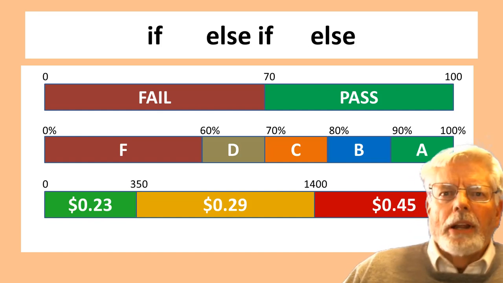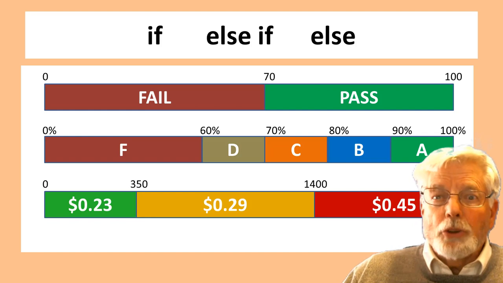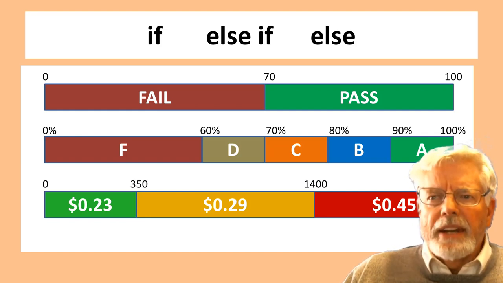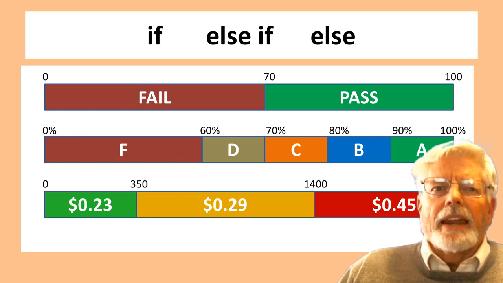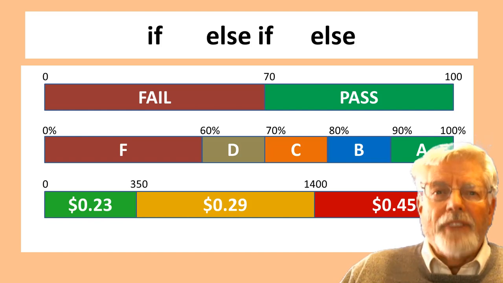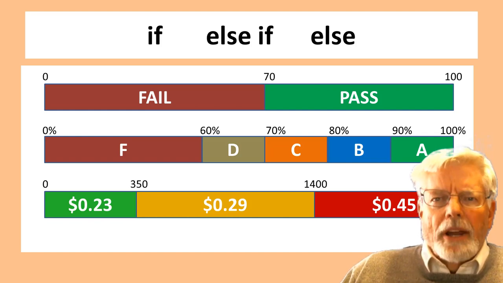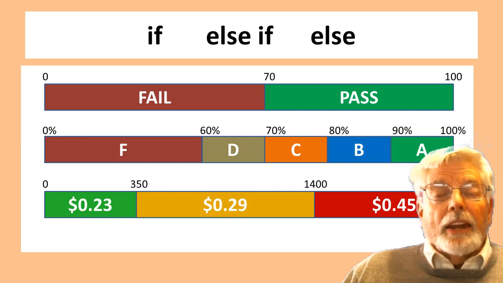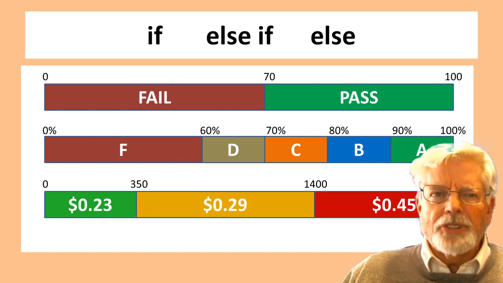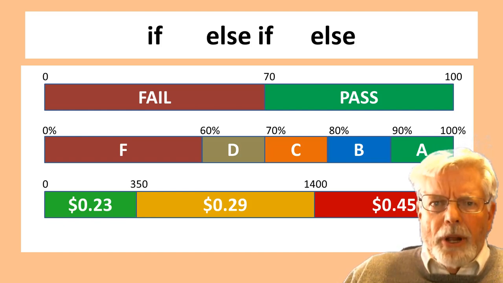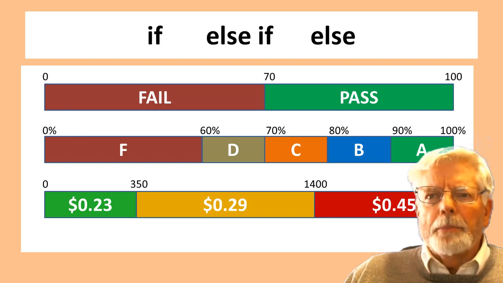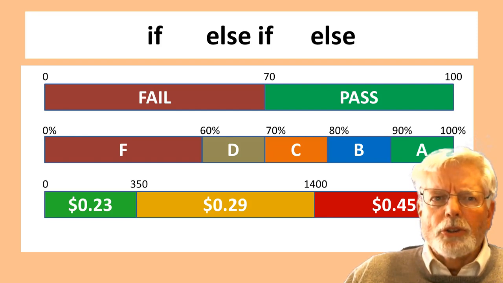For example, in one exercise, a test score of 70 or greater at the DMV is a pass, and anything below that is a fail. We can compute letter grades of A, B, C, D, or F based on a score percentage. For the electric bill, there will be different billing rates depending on the amount of energy used.